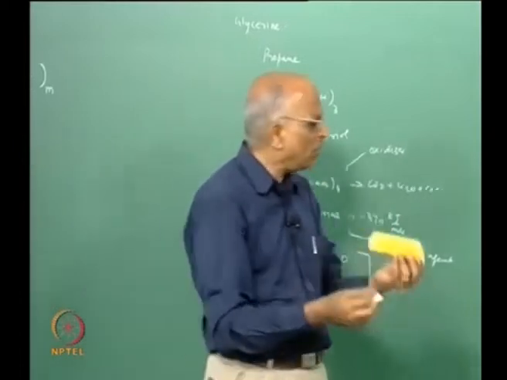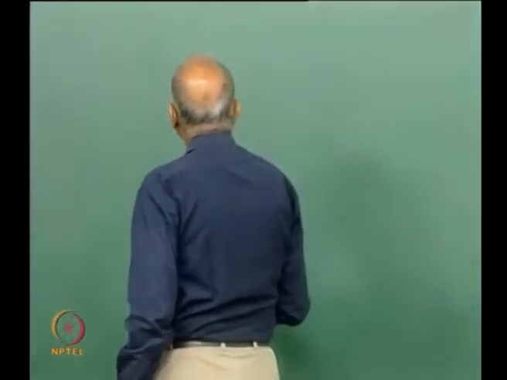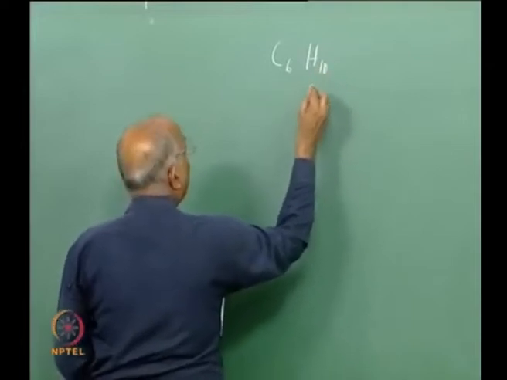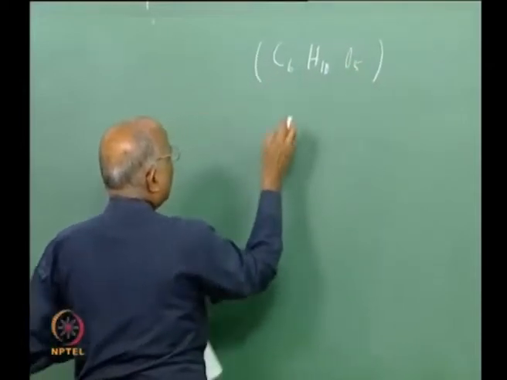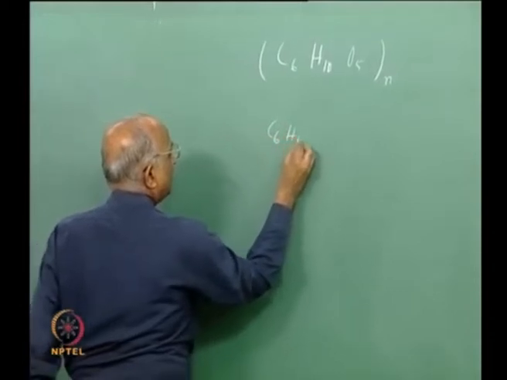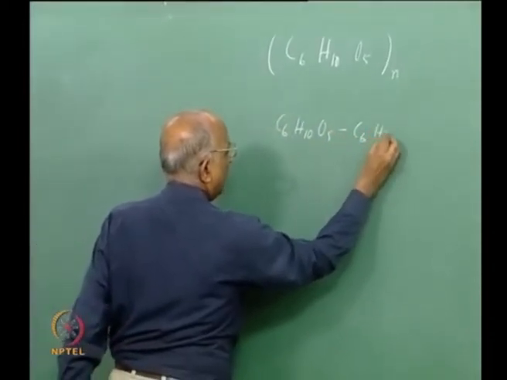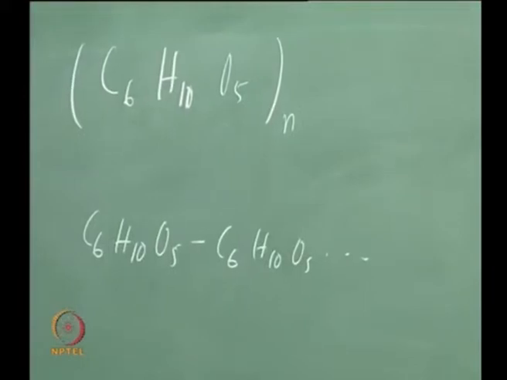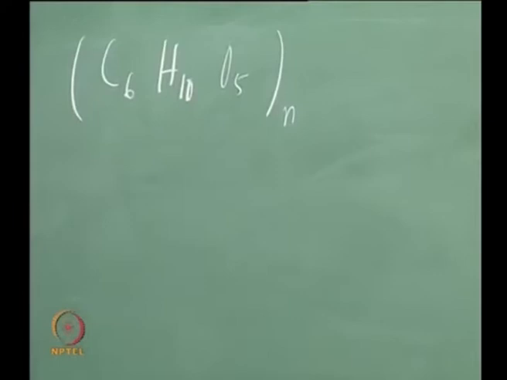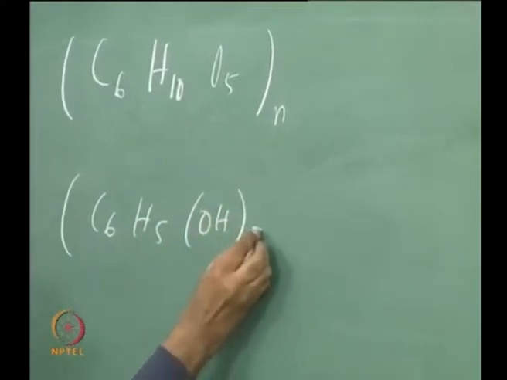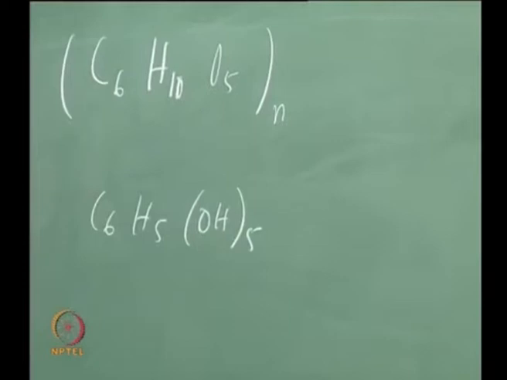If I take the formula for cellulose, cellulose has a molecular formula C6H10O5, and it consists of this repeated n times, like C6H10O5 again, C6H10O5 and so on n number of times, and this is how cellulose or paper is made. Now, we can also write this formula as C6H7O2(OH)3... I say yes, it consists of a number of these molecules together, maybe n of them together.